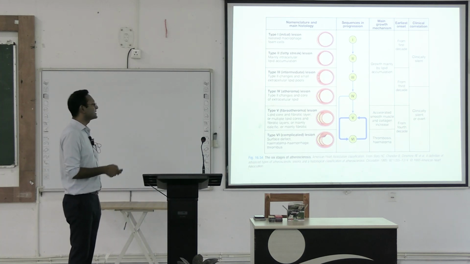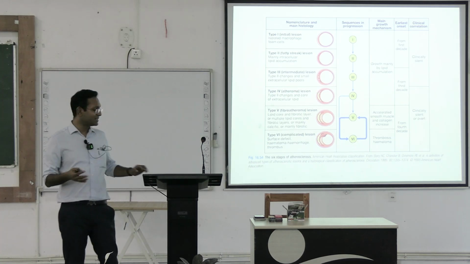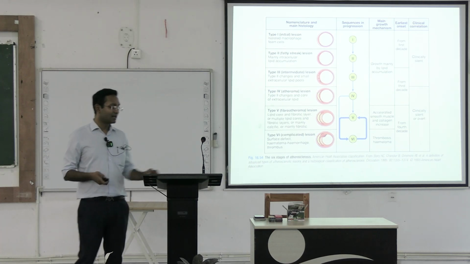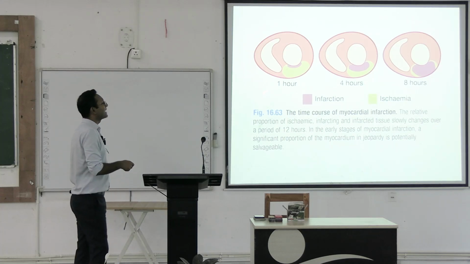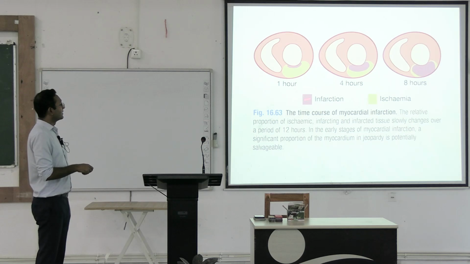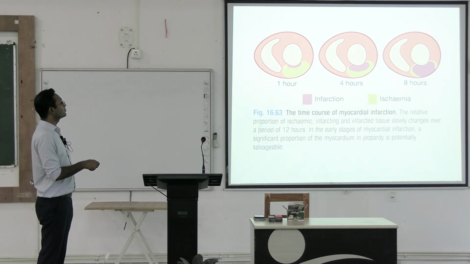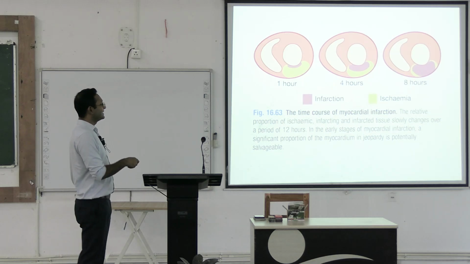Type 5 and type 6 are the complicated ones where thrombosis happens, atherosclerosis happens, and patients generally come with symptoms. Now, this is a photo of the time course of myocardial infarction. This brown color shows the infarction which develops with time passage, and the yellow part is the ischemia.